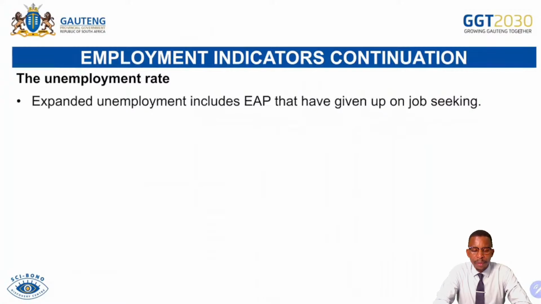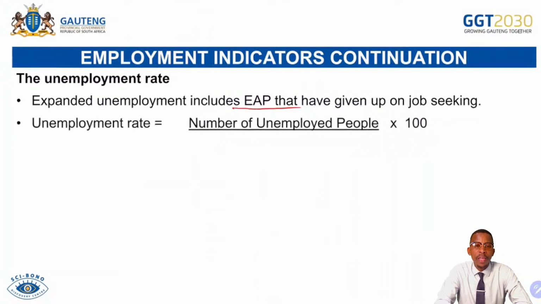So expanded unemployment includes the EAP, or economically active population, that has given up on looking for jobs. So we include them, those that are no longer looking for jobs because of their situations, but they are economically active. They are also added. So that's why the narrow unemployment will always be lower than the expanded unemployment rate. Expanded will always be higher than the narrow unemployment rate, because the narrow, what does it do? It excludes a certain group of people under the labor force, while expanded includes everyone.